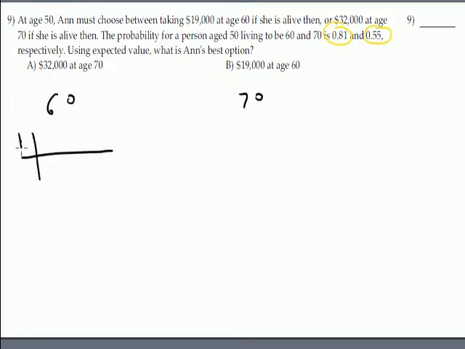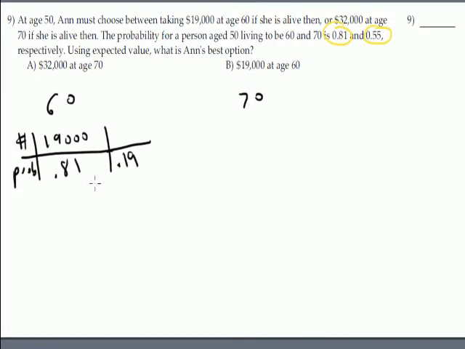And we're going to notice one thing that's implicit in these two problems as we go through this. So if she's going to take the payout at 60, she can get $19,000, and the probability of her living to do that is 0.81. On these expected values, we need to be listing out all of the possible things that can happen, and that would mean our probabilities need to add up to 1. So this probability here should be 0.19.